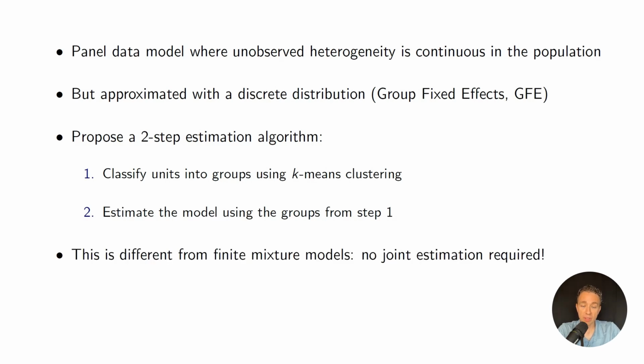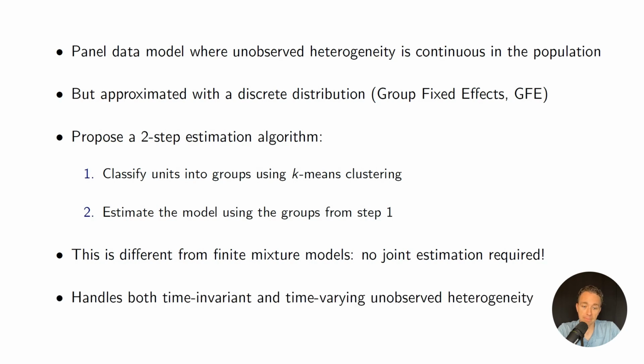And just to note, this is different than a finite mixture model where we assert from the outset that there are only a finite number of groups. In this case, the heterogeneity is continuous, but we're approximating it via the group fixed effects. And another nice thing about this compared to the finite mixture models is that we don't have any joint estimation that we're having to deal with. And this method also handles both time invariant and time varying unobserved heterogeneity.